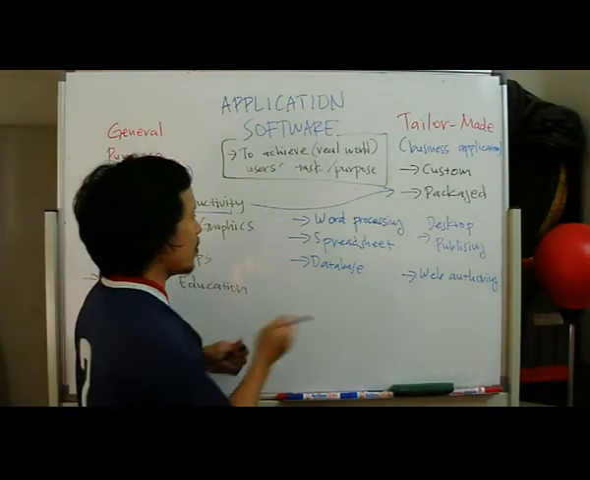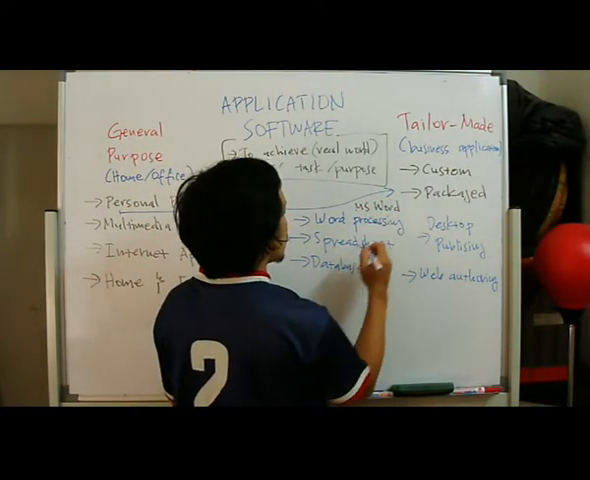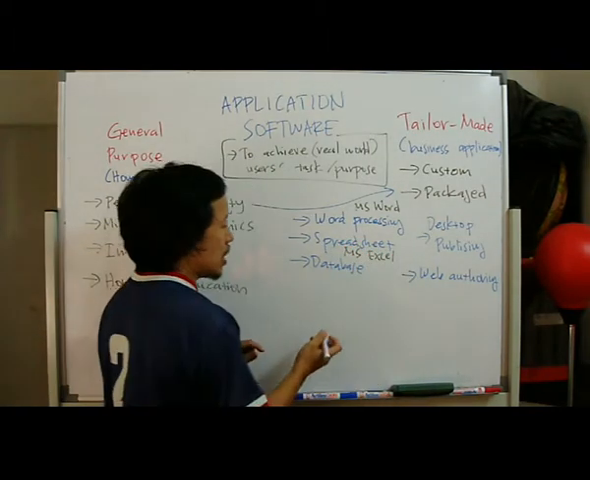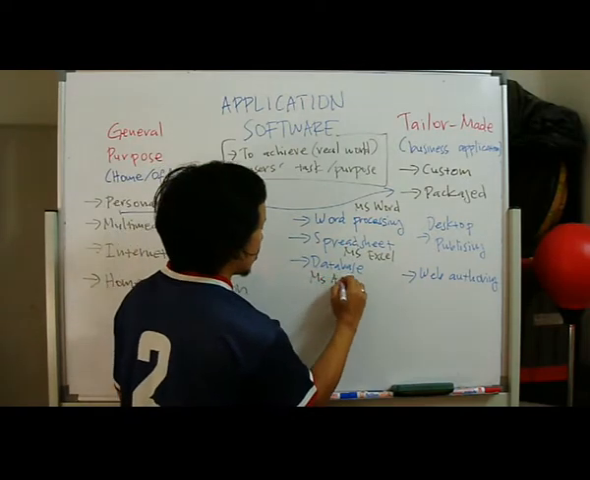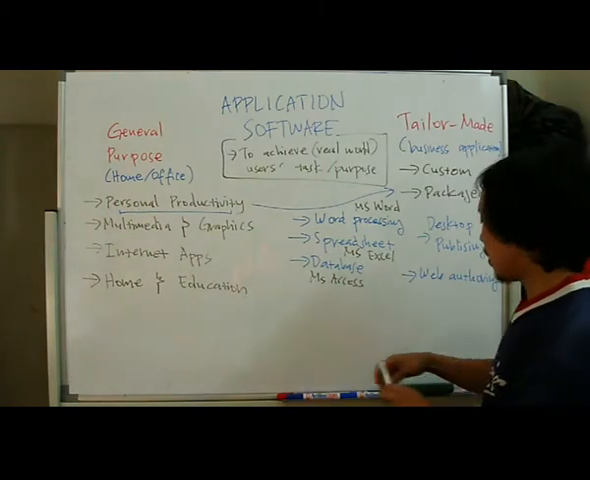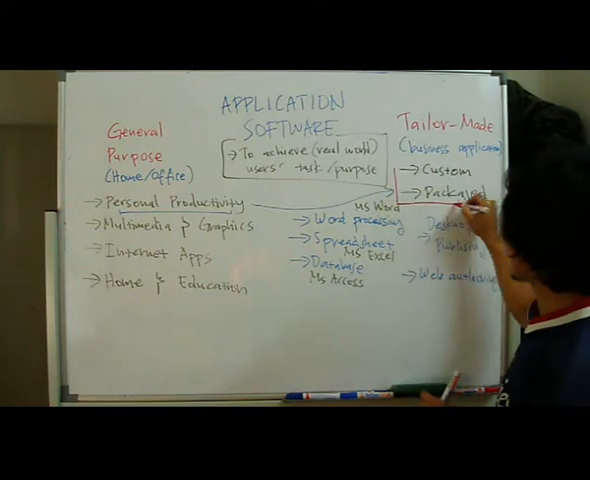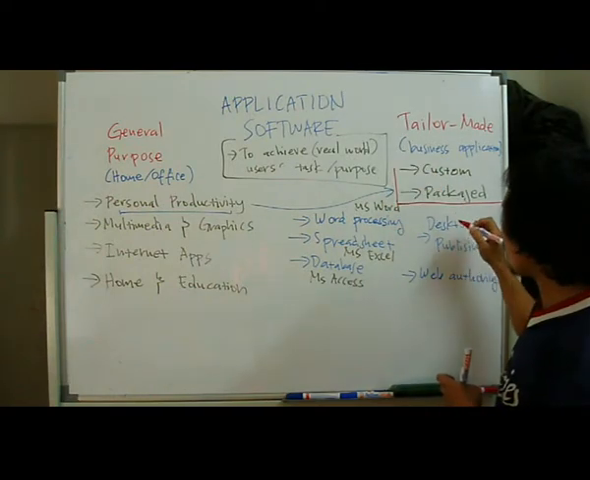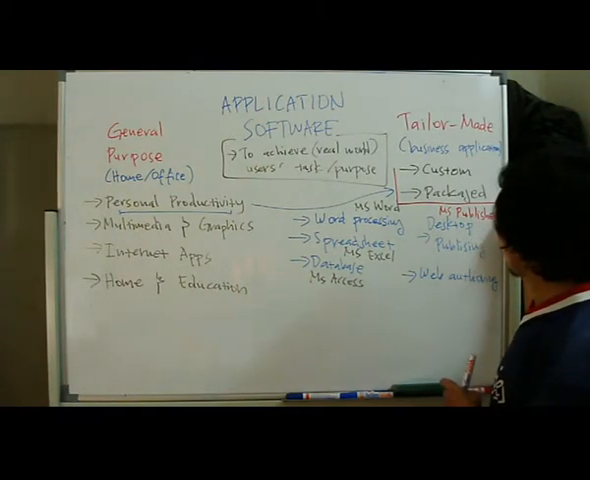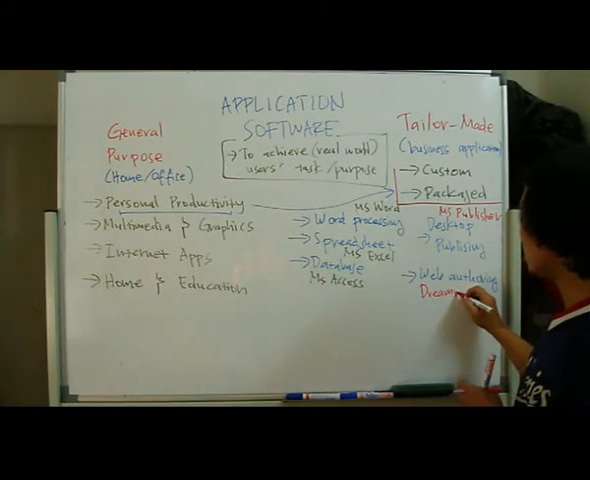For example, we have here word processing, we have Microsoft Word. Spreadsheet, we have Microsoft Excel. For database, we have Microsoft Access. So you can search for these software and learn more about them. Here I'll be using a red pen because here is also using black, and we don't want to confuse ourselves. Desktop publishing, we have Microsoft Publisher, and web authoring, we have things like Dreamweaver. So do search these things.